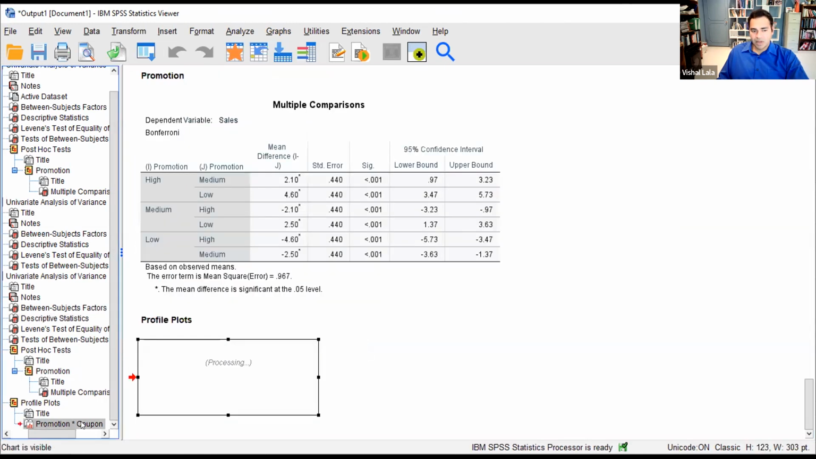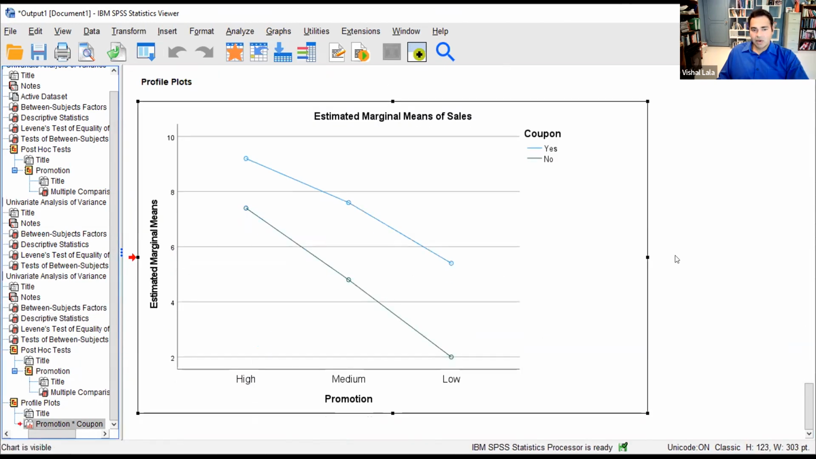Okay. So here is our profile plot. What we have here is, I think, a pretty interesting graph. So we have here high, medium, and low promotions on the x-axis. And on the y-axis, you've got your sales. You've seen this picture before with a bar chart. Now, the same thing the bar chart was bearing out is being borne out by the line graphs here as well.